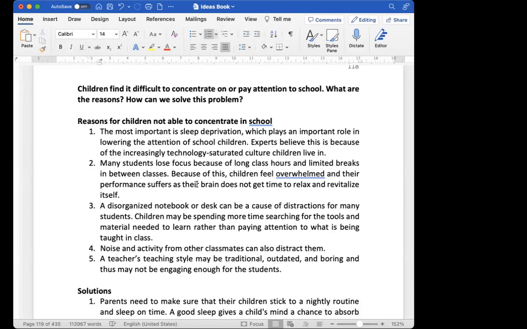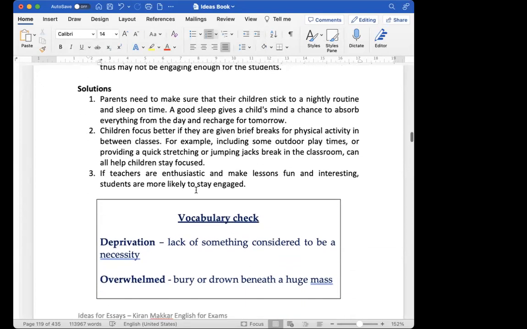Parents need to make sure that their child stick to a nightly routine and sleep on time. A good sleep gives a child's mind a chance to absorb everything from the day and recharge for tomorrow. Children focus better if they are given brief breaks for physical activity in between classes. For example, including some outdoor play times or providing a quick stretching or jumping jacks break in the classroom can all help children stay focused. If teachers are enthusiastic and make lessons fun and interesting, students are more likely to stay engaged. Okay.